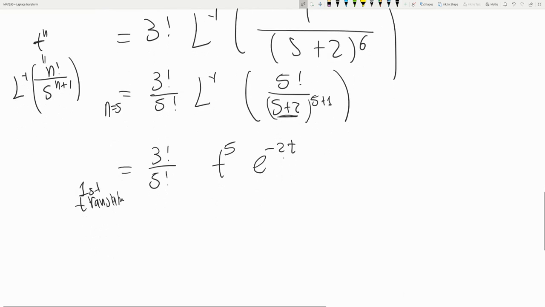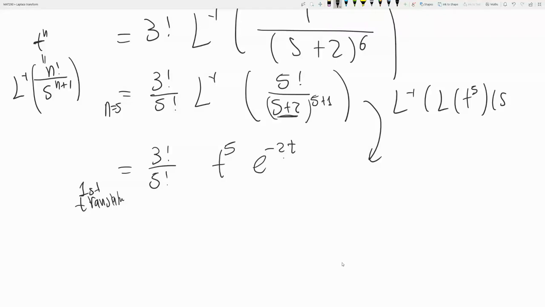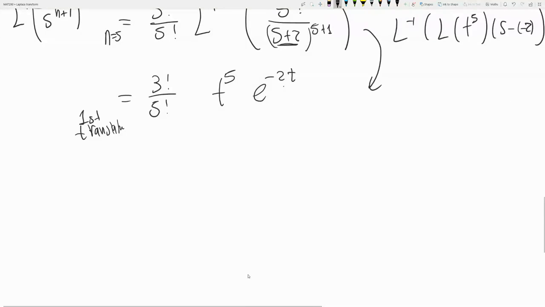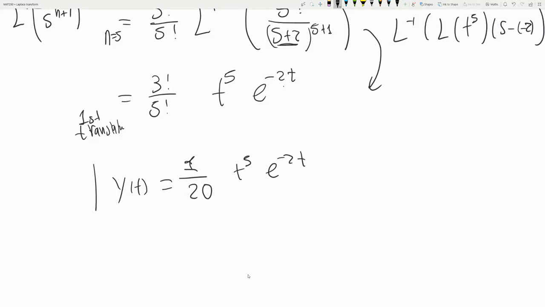Okay. So here we use L inverse, L of t to the 5 at s minus minus 2. All right. Okay, so that was the solution. So y of t is equal to 5 times 4, 20, t to the 5 e to the minus 2t.